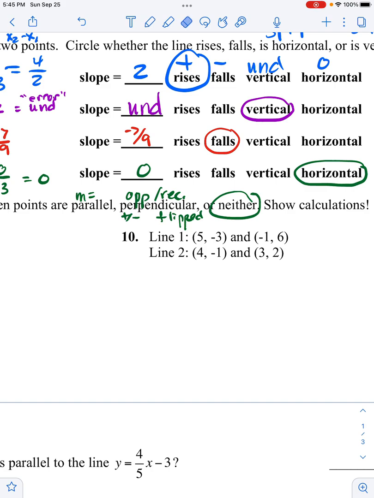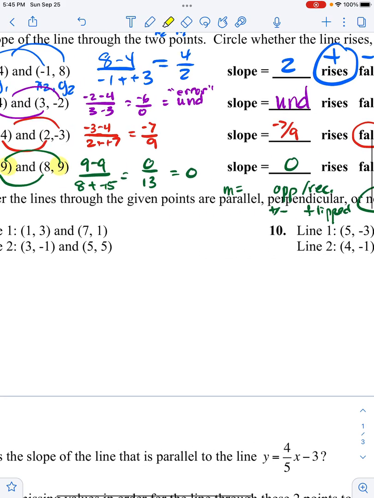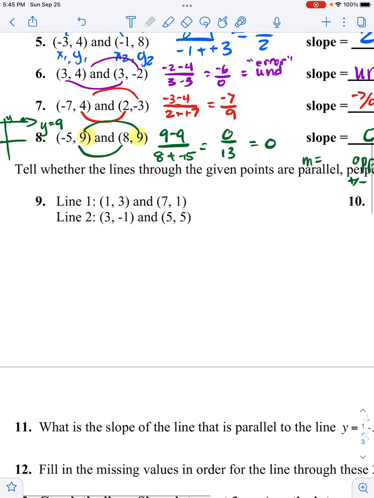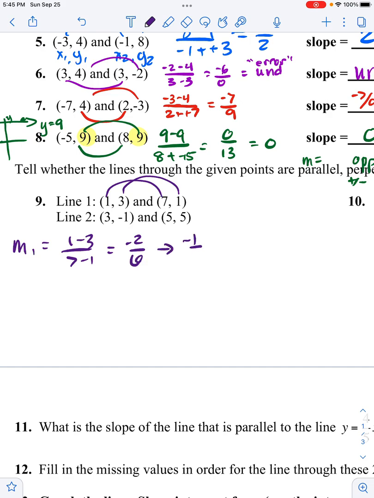When it says show your work or show your calculations on a quiz, you got to do that because that means it's tied to some points. So let's go ahead and find the slope for line 1. 1 minus 3 over 7 minus 1 is going to give me negative 2 over 6, which reduces to negative 1/3. And you should always reduce it so that you can compare them easier.